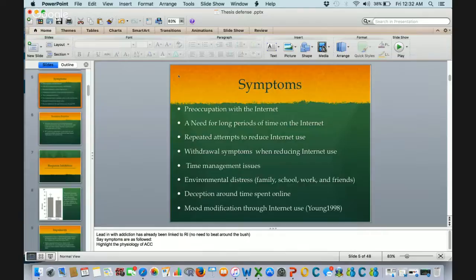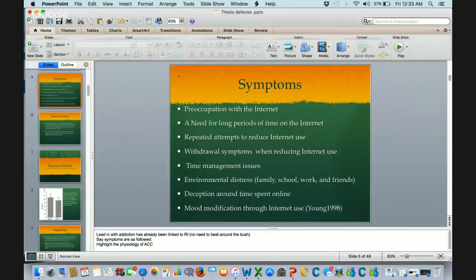The symptoms include preoccupation with the internet, a need for longer periods of time on the internet, repeated attempts to reduce internet use, withdrawal symptoms when reducing internet use, time management issues, environmental distress with family, school, work, and friends, deception around time spent online, and mood modifications through the internet.